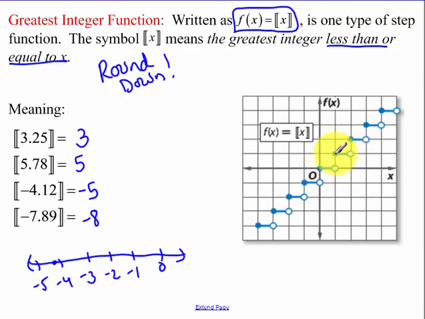And then I jump up at 1 because 1 is less than or equal to 1. 1.7 would round down to 1. Okay, so this is what the graph looks like. I would make sure you have that graph in your notes along with everything else on the slide. And you really have to understand that they're bars, and all we're going to be doing is translating those bars.